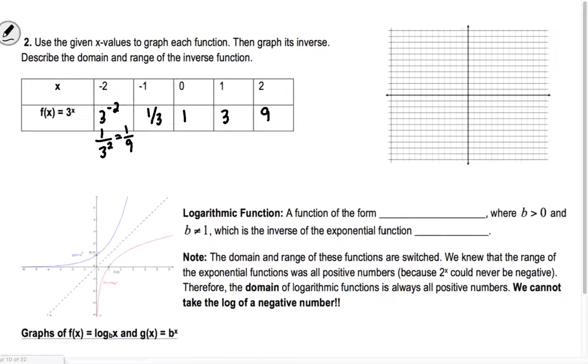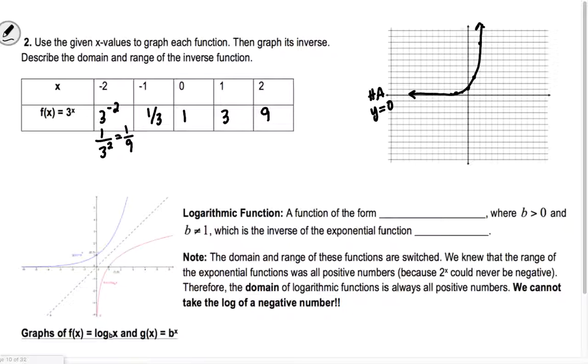So we're going to have negative 2 comma 1/9, which is really close to the axis. Negative 1, 1/3. 0, 1. 1, 3. 2, 9. It's going to come down and go along the x-axis because there's a horizontal asymptote at y equals 0. But there's no vertical asymptote. It's going to continue to get bigger on the right side, so it's not going to go along any line.